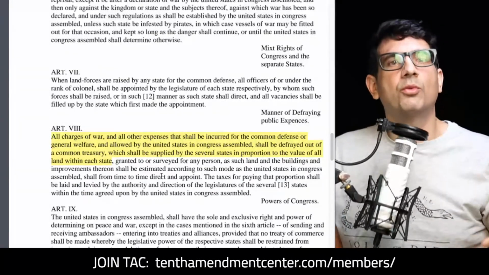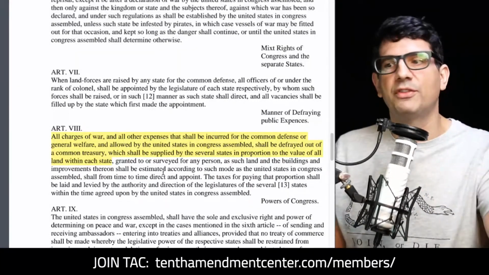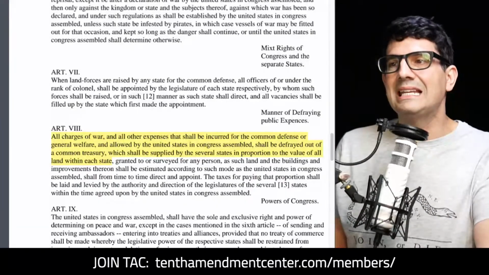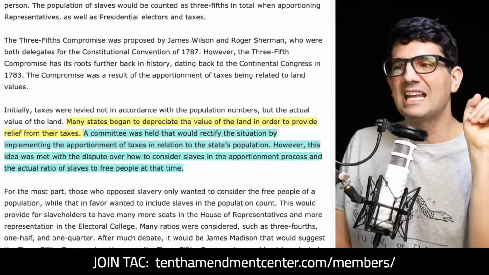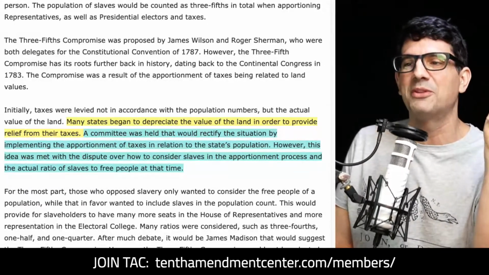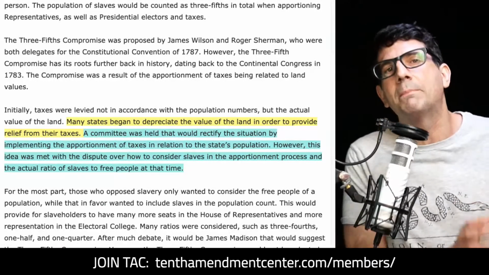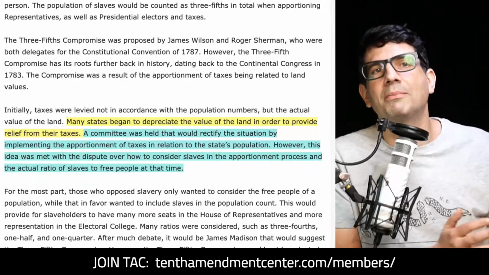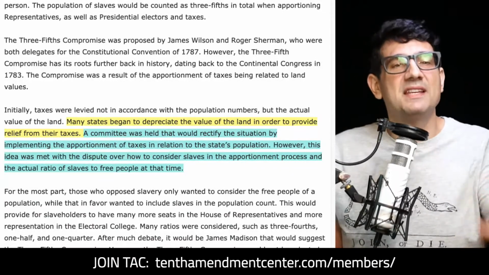So this is how they decided to do it. The Congress would requisition the states, and then they would base the percentage off of the land value in each state. But get this, going back to laws.com, many states began to depreciate the value of the land in order to provide relief from their taxes. I mean, this is like currency manipulation. When you have the ability to change the value of something in order to save some money, you might want to take that up. And this just kind of happened.